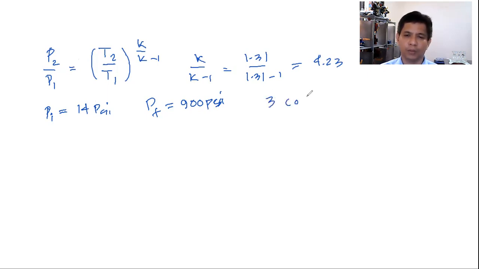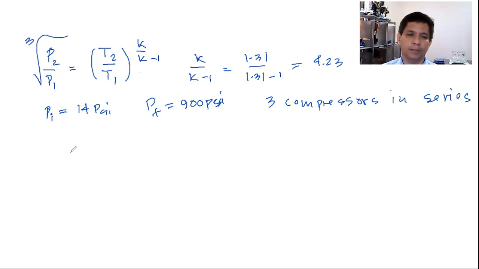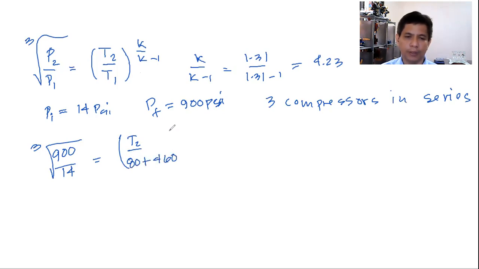Three compressors in series. So that's why this equation becomes like that. So you have cube root of 900 divided by 14. And then T2 is 80. This is the initial temperature, plus 460.